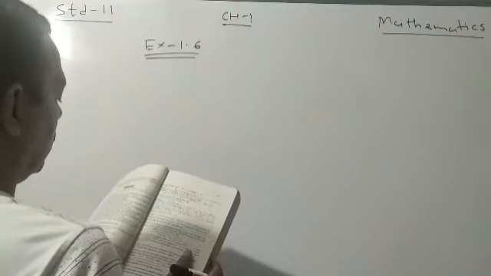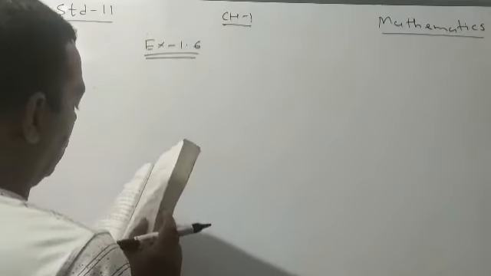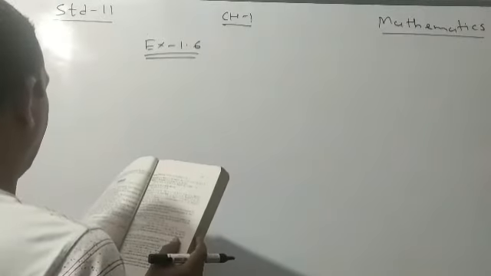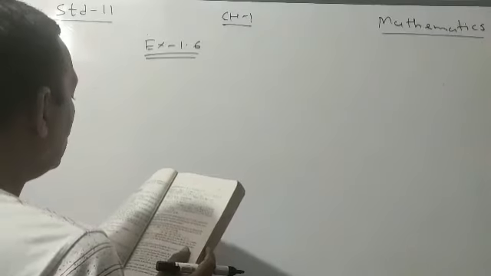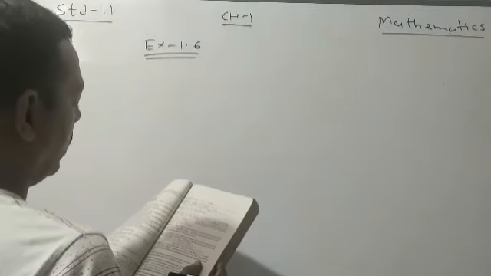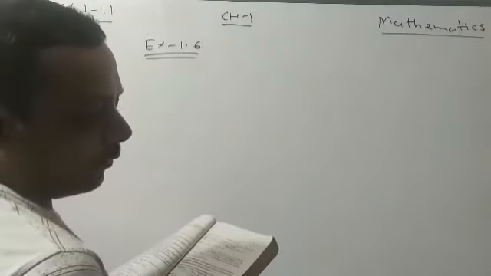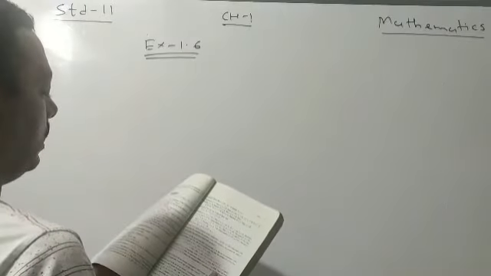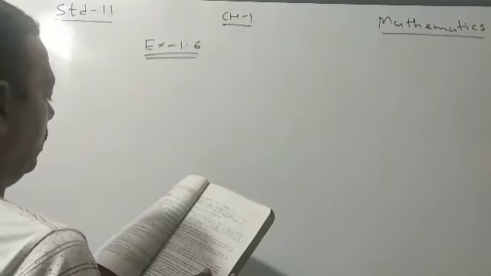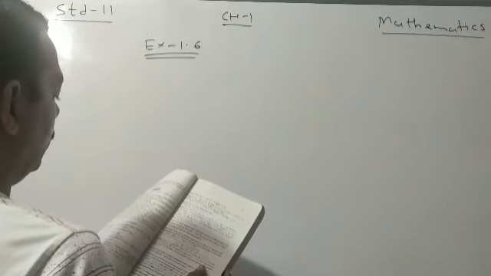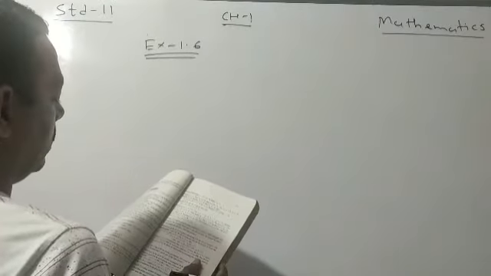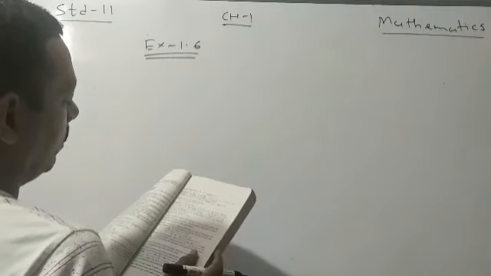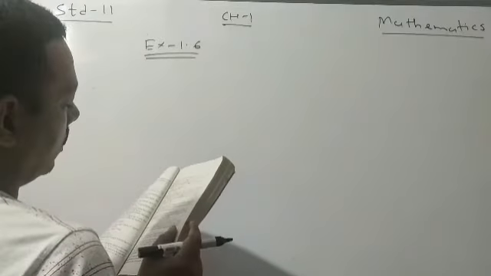See question number 5. X and Y are two sets such that X has 40 elements, union has 60 elements and X intersection Y has 10 elements. How many elements does Y have? Again, out of 4 quantities, 3 quantities are known, so you have to find the missing one, that is the number of elements of Y.